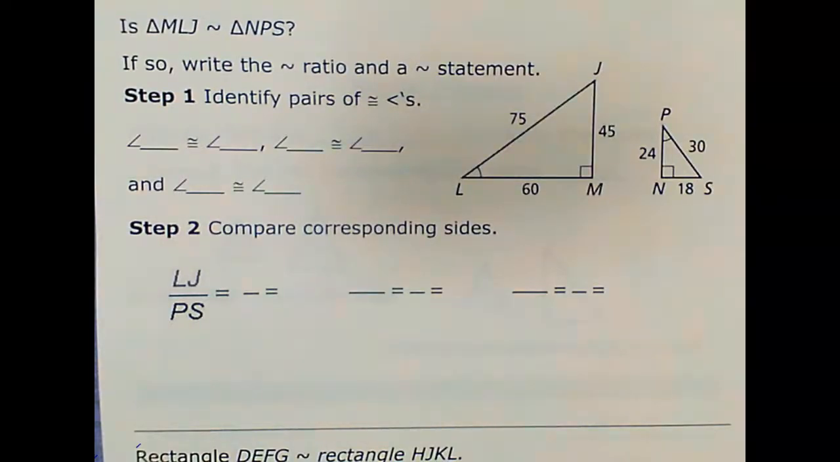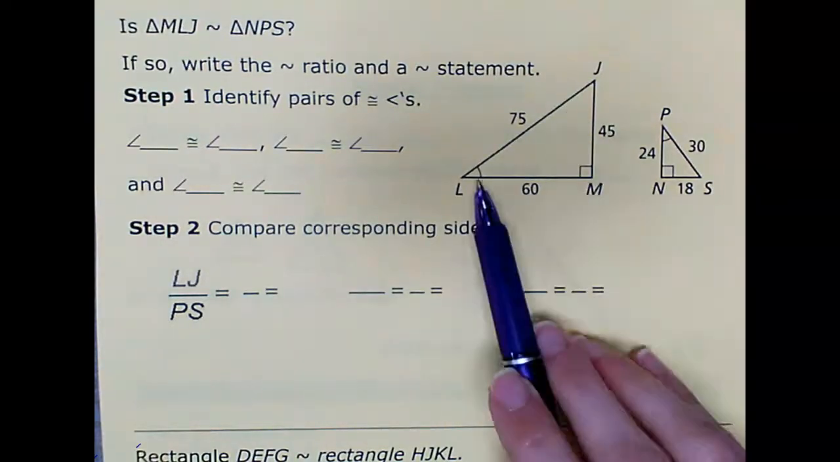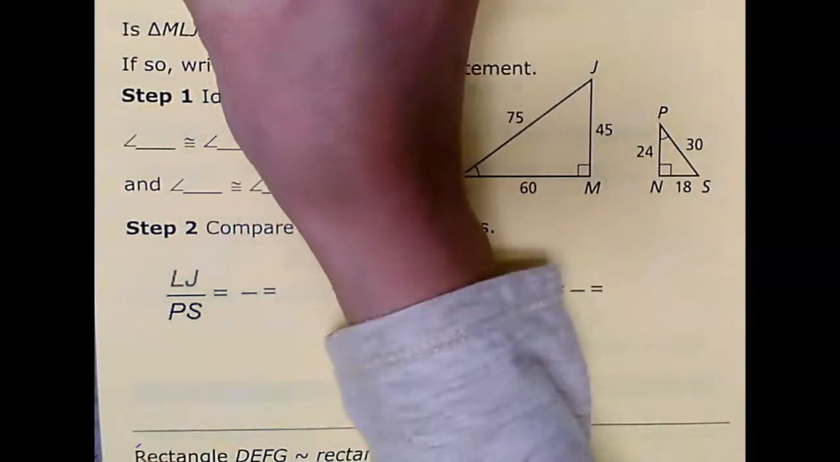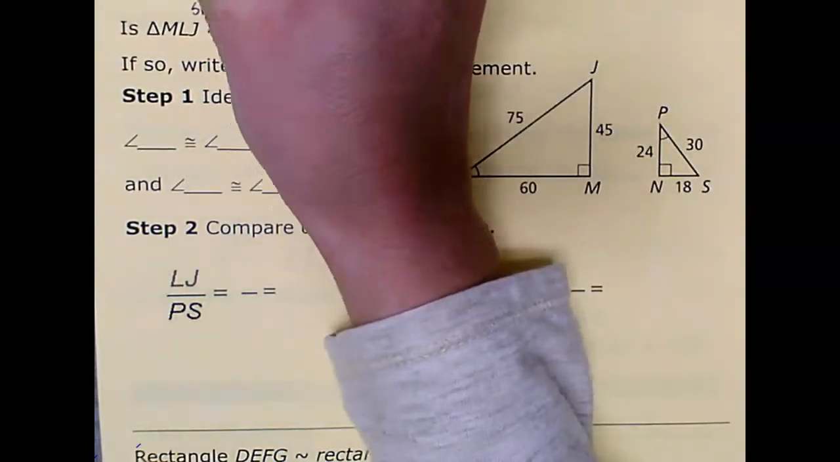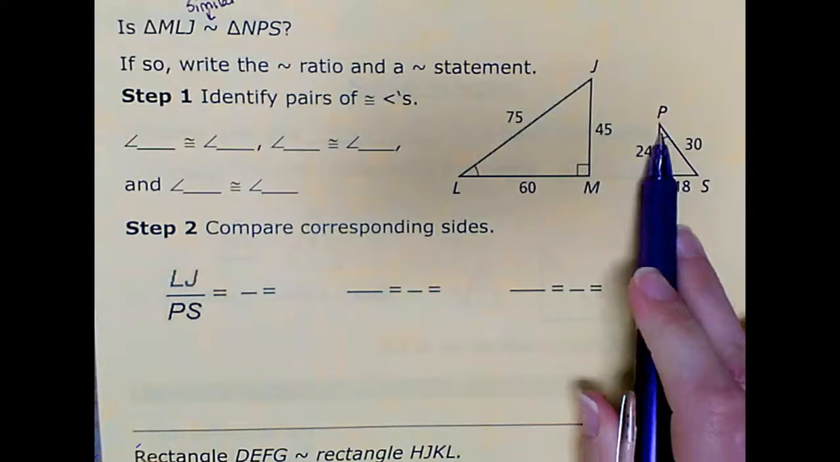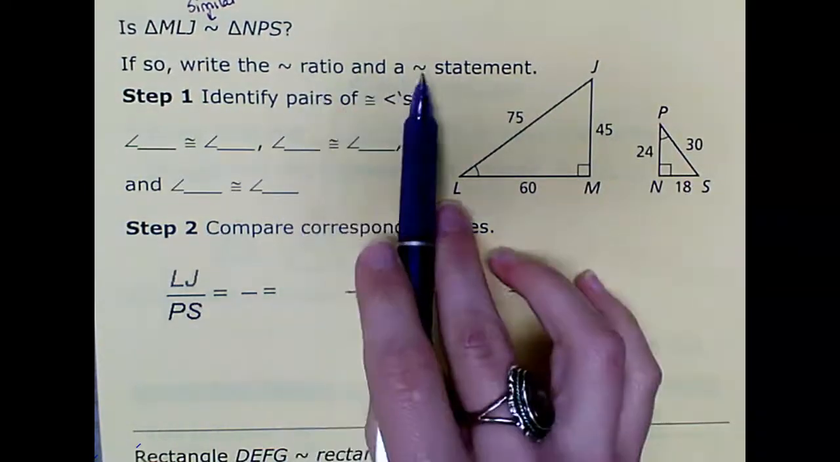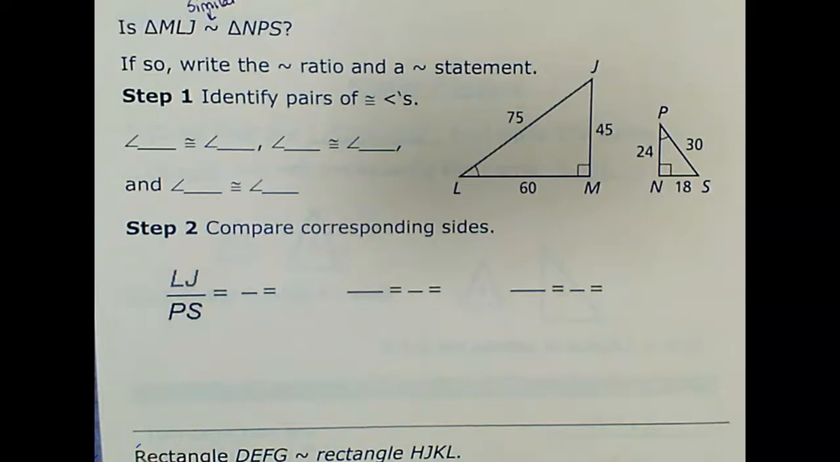The first one says, is triangle MLJ similar, remember this means similar, to triangle NPS? If so, write the similarity ratio and a similarity statement. So we need to provide the ratio and we need to provide the similarity statement.